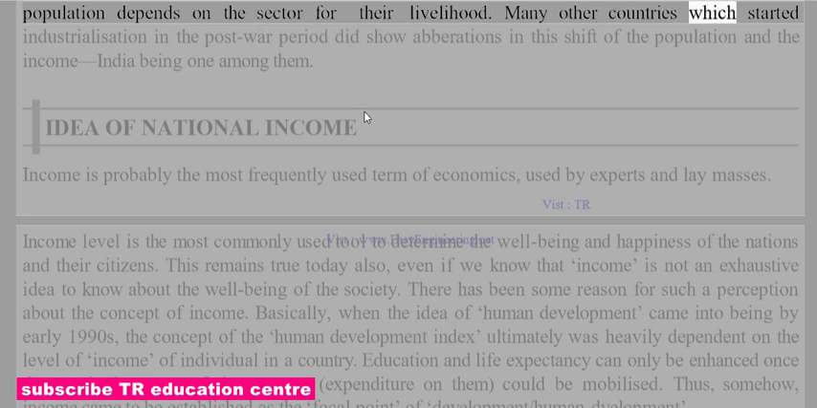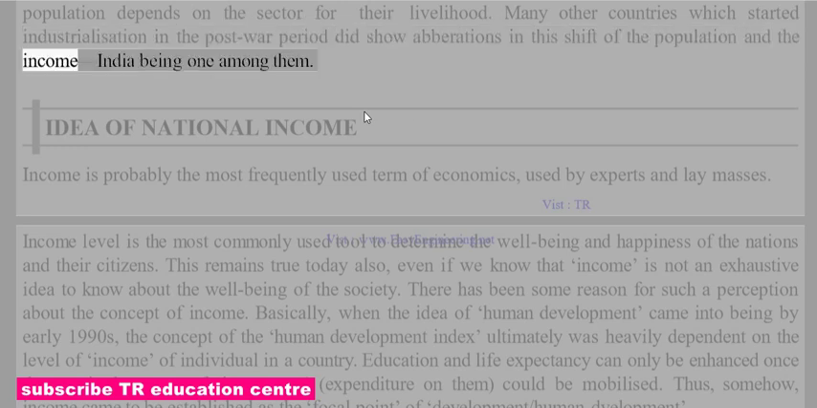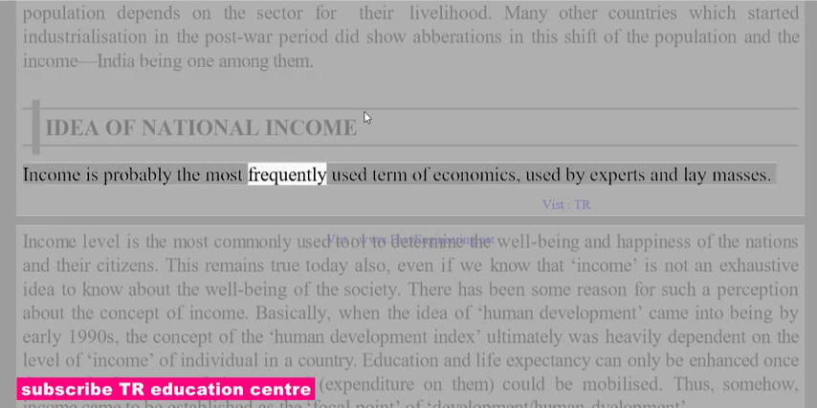Many other countries which started industrialization in the post-war period did show aberrations in this shift of the population and the income, India being one among them. Income is probably the most frequently used term of economics, used by experts and the lay masses.